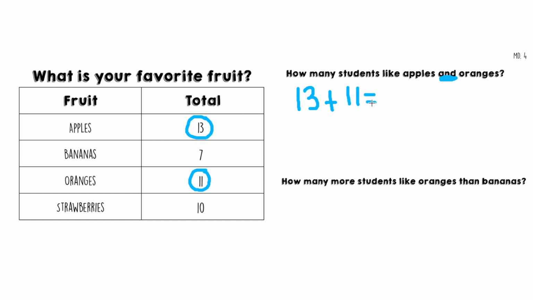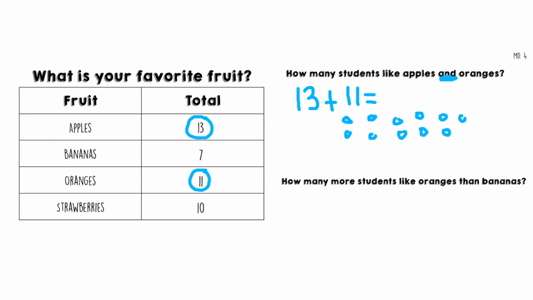Now, the strategy that I want to use to add these two numbers is I want to start at 13 and I want to count on 11 more. So I'm going to draw 11 circles to represent 11, and I'm going to start at 13 and count on 11 more. So first, let me start off by drawing 11 circles. So I have 1, 2, 3, 4, 5, 6, 7, 8, 9, 10, 11.